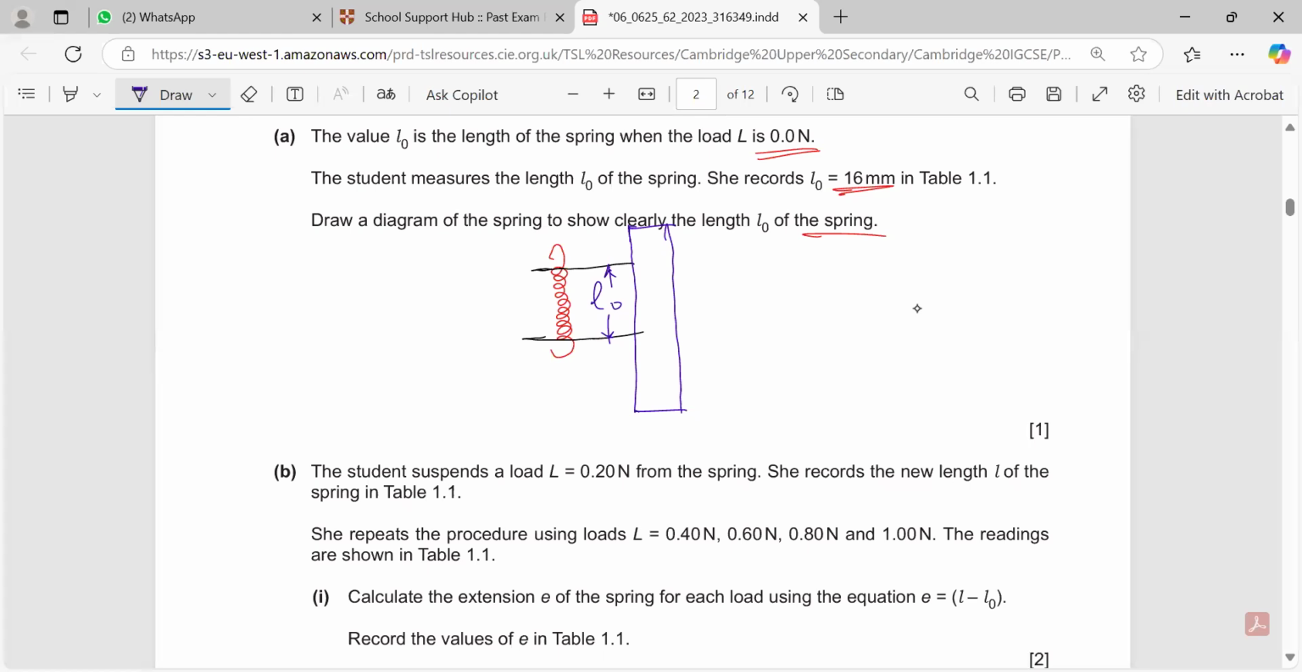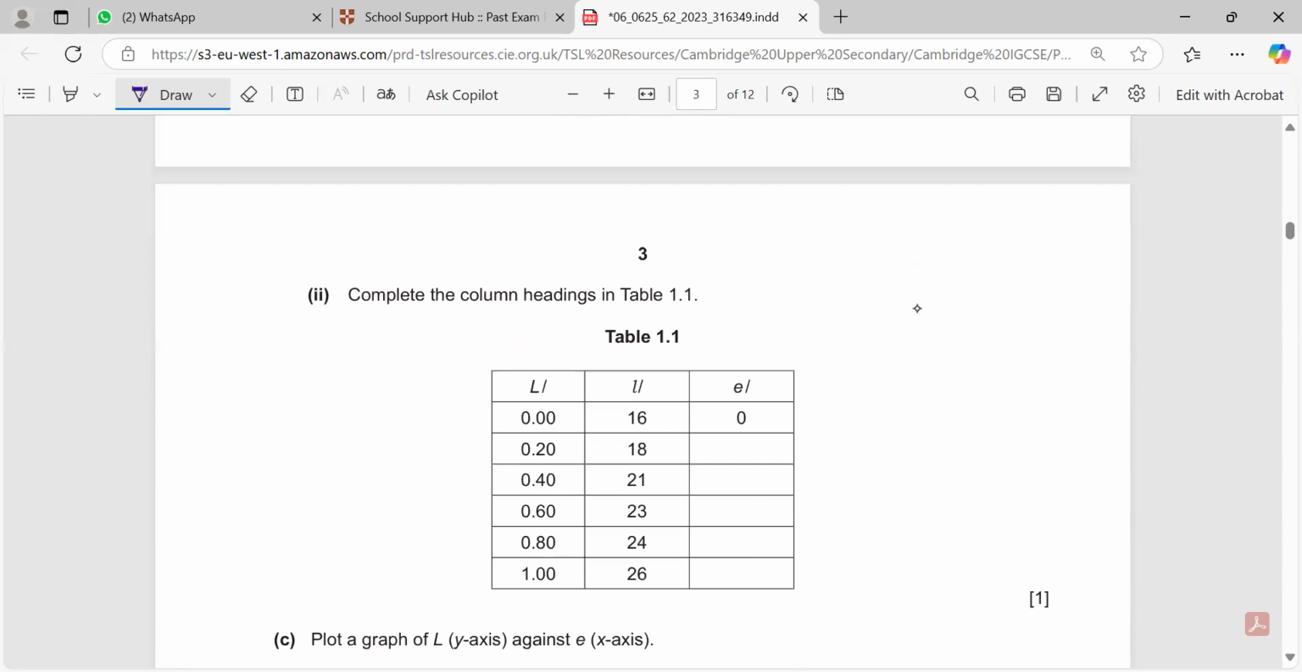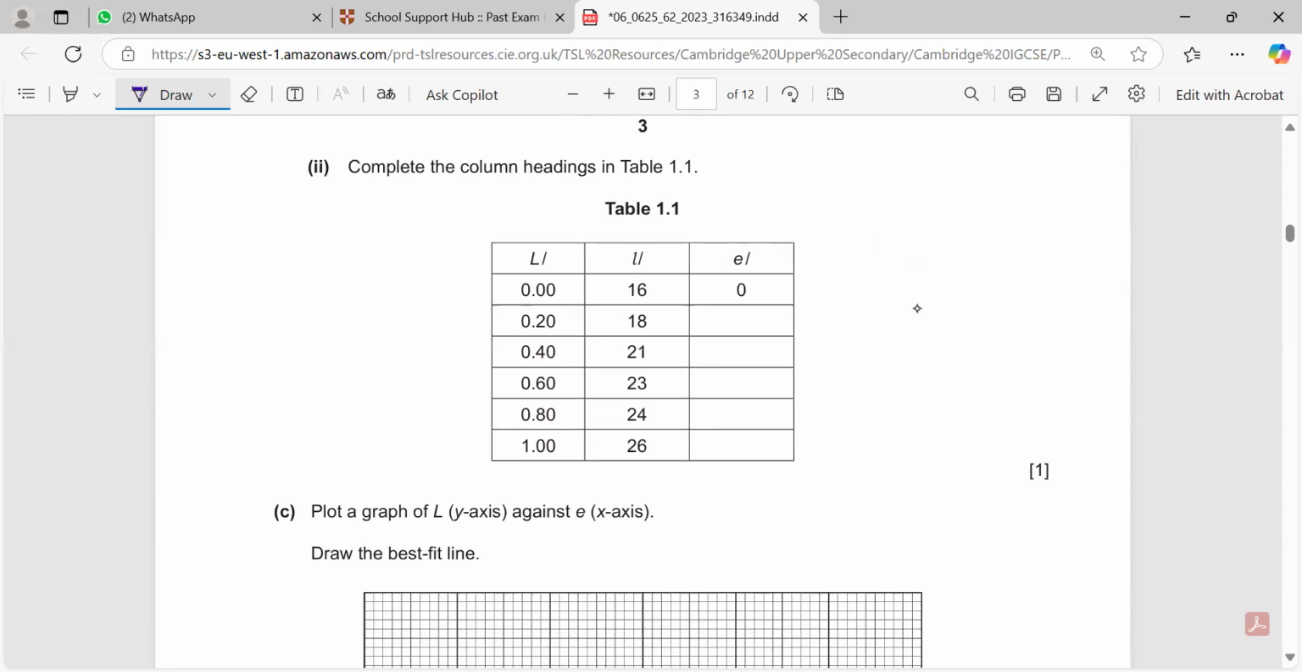Okay, dear students, next is, calculate the extension E of the spring for each load using the equation E is equal to L minus L0. The student started with initial load 0.20 Newton, then she repeats the procedure using 0.40, 0.60, 0.80 and 1 Newton. The readings are shown in table 1.1 and the formula is given, and we have to calculate E. Now one thing should be very clear, that all the lengths which are with load, they are L, and which is without load, that is L0. This is the original length.